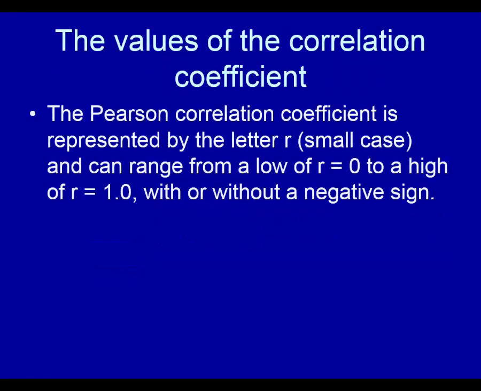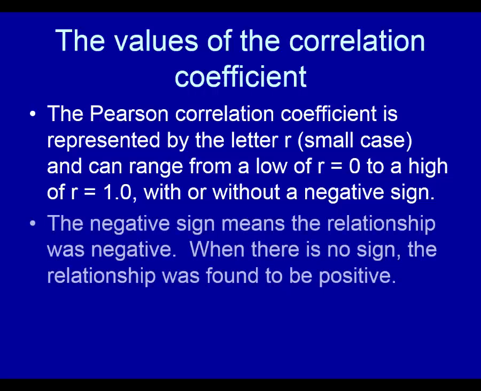The value of the correlation coefficient is presented with the letter r, lowercase, and can range from a low of r equals 0 to a high of r equals 1.0 with or without a negative sign. Most correlation coefficients you'll see will be r equals 0.37, r equals 0.56, etc. You're not likely ever going to see a 0 or a 1.0. Those are just entirely too unusual. The negative sign means the relationship was negative, and no sign means the relationship was found to be positive.